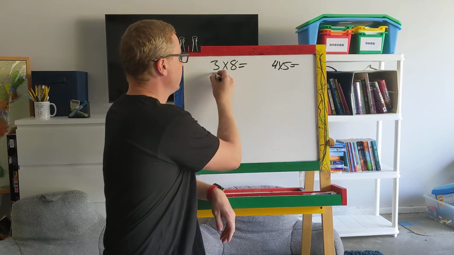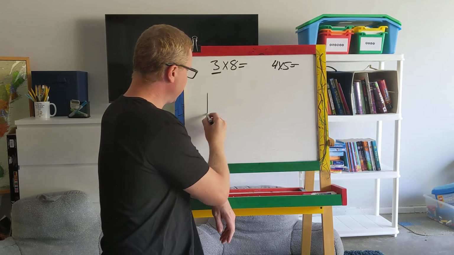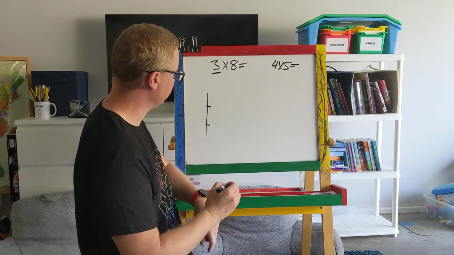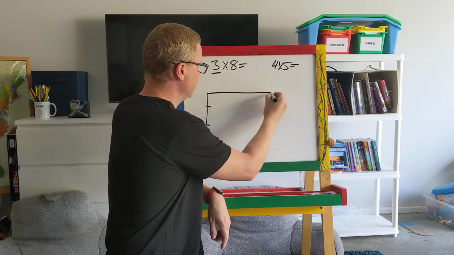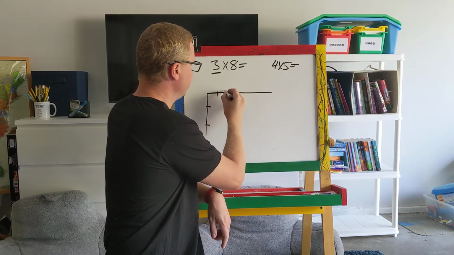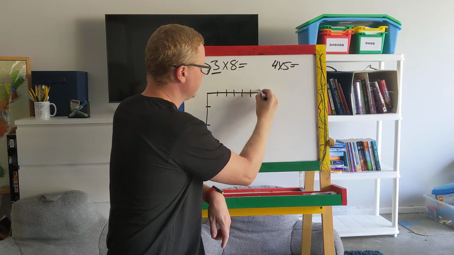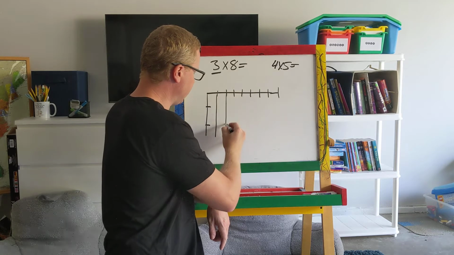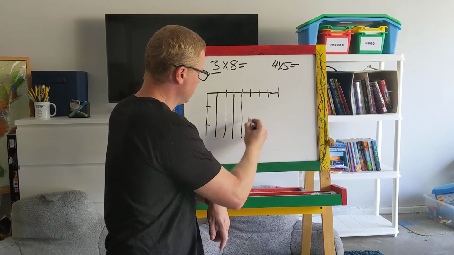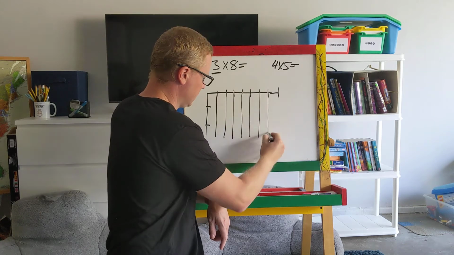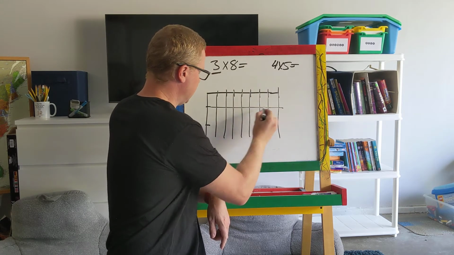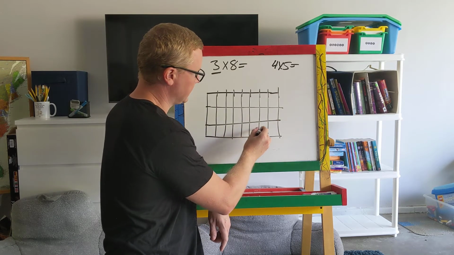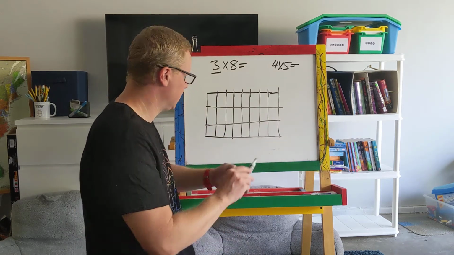So an array is, I take 3, and I'm going to make a line down here and cut it into 3 spots. So 1, 2, 3. And right here I'm going to cut it into 8 spots. 1, 2, 3, 4, 5, 6, 7, 8. And now if I draw all these lines out like this, and I draw the 3's out here like this, let me double check. 1, 2, 3, 4, 5, 6, 7, 8. So I have a 3 by 8.